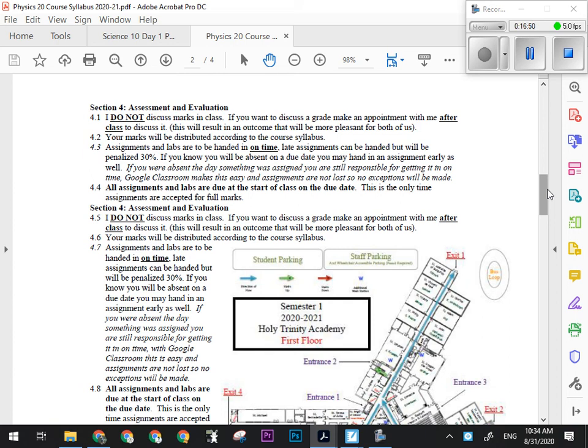Your marks will be distributed according to the syllabus. We'll talk about the weightings here in a minute. Okay, assignments and labs, anything you're handing in is to be handed in on time. Late assignments can be handed in, but they will be penalized 30%. If you know you're going to be absent on a due date, everything's coming in through Google Classroom, so submit it electronically from home or wherever you are.